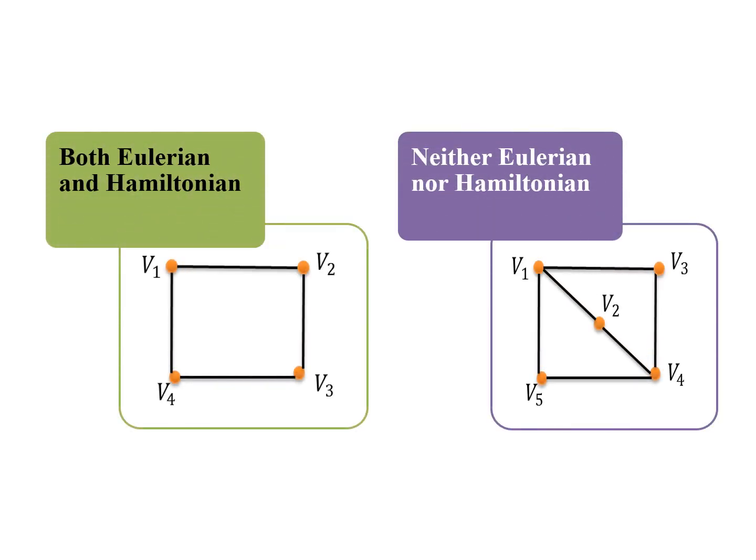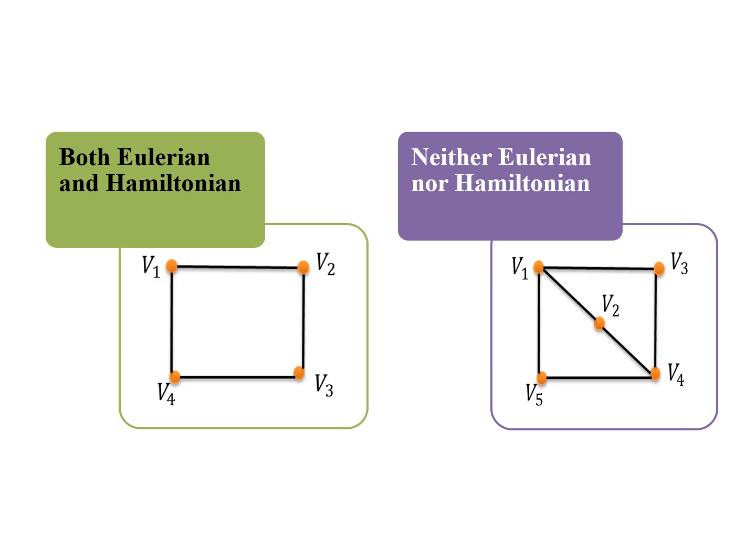First one is the example graph for both Eulerian and Hamiltonian because we can construct a cycle with all the vertices exactly once. Also, we can construct a cycle with all the edges exactly once. So this is the example for both Eulerian and Hamiltonian.